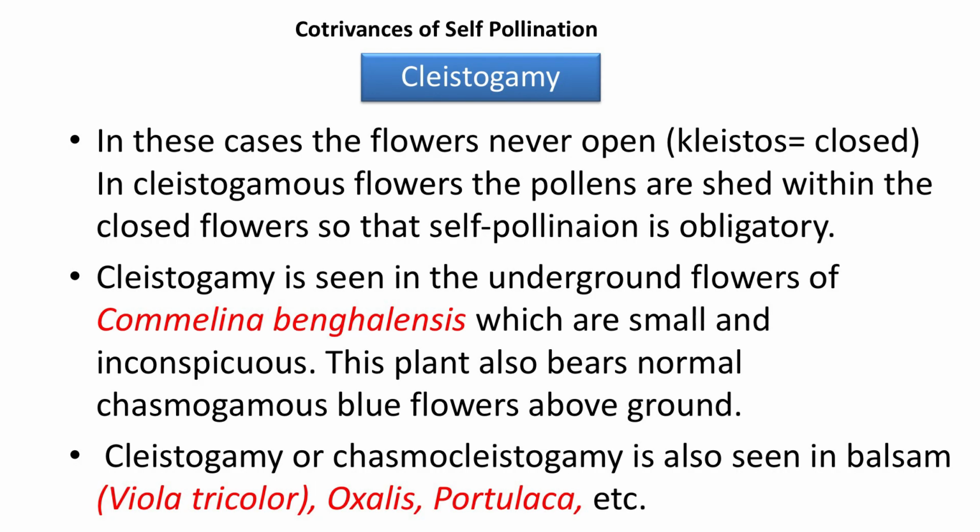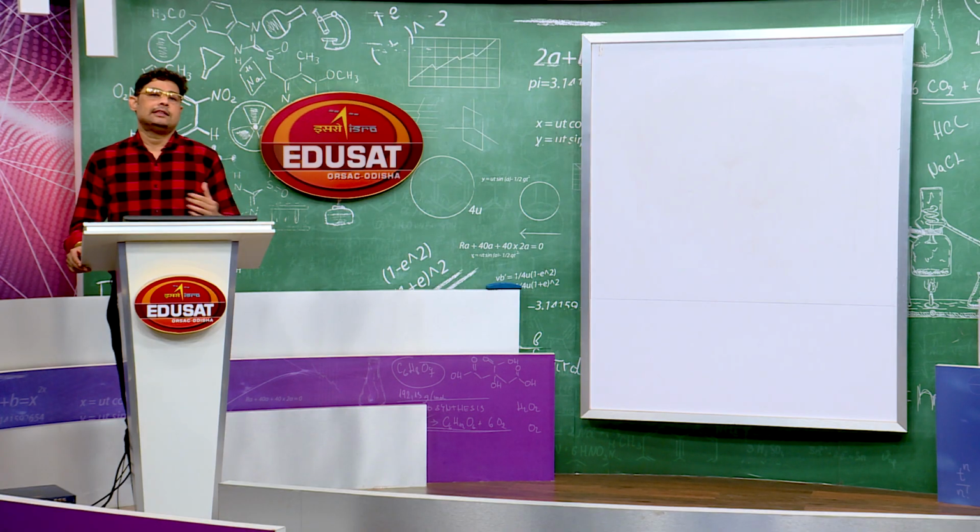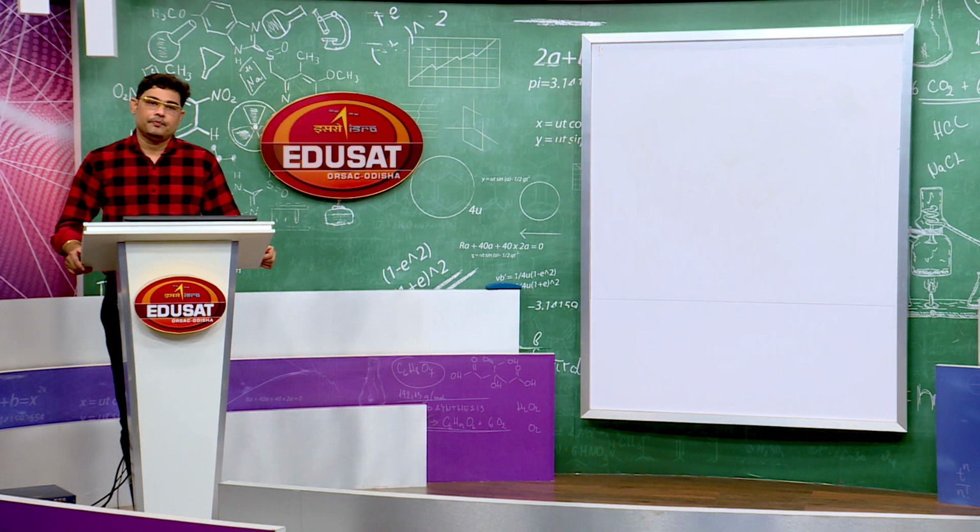You can see the screen. There are certain plants like Commelina bengalensis, Bhaula, Oxalis, Portulaca. These plants bear cleistogamous flowers. Cleistogamous flowers are the flowers which never open. So ultimately, in these flowers self pollination takes place.